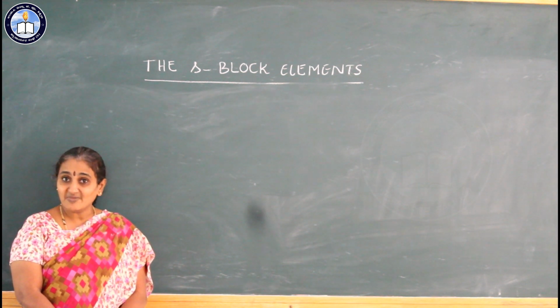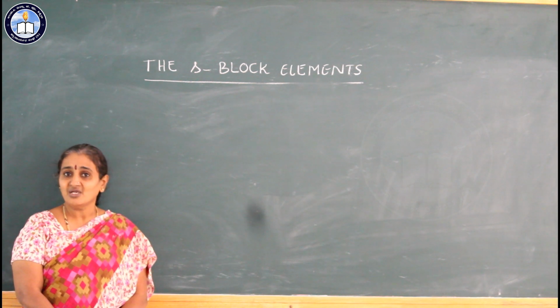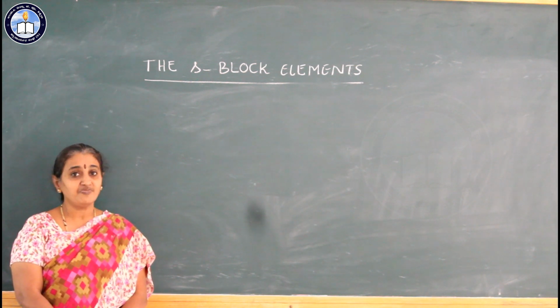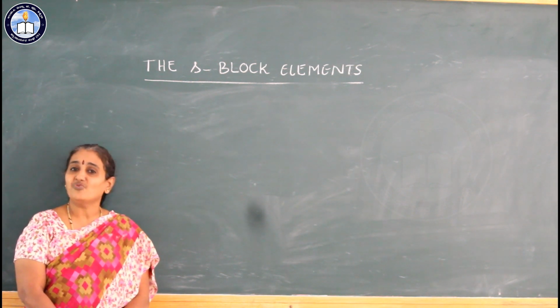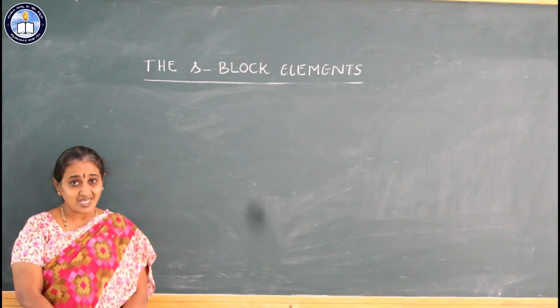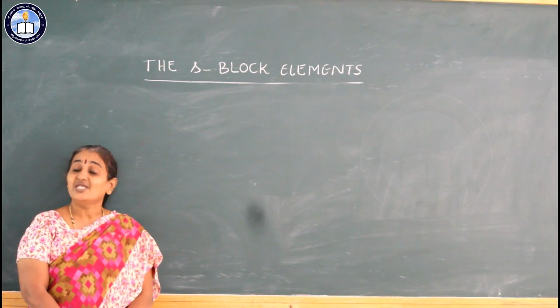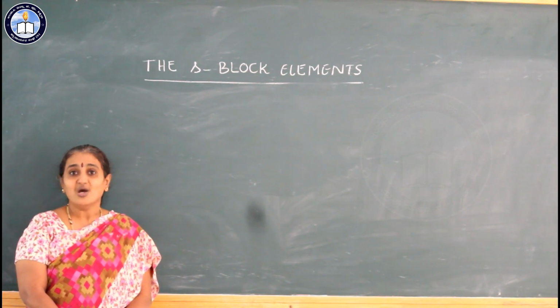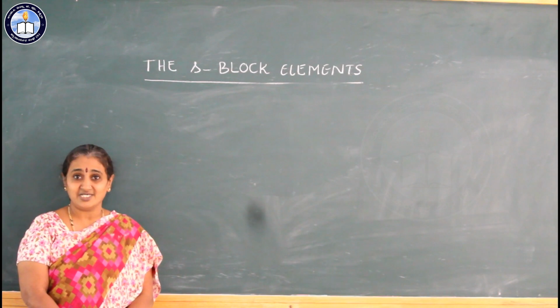S block elements consists of group 1 and group 2 of the periodic table. Group 1 is alkali metals and group 2 is alkaline earth metals. So let us learn group 2 alkaline earth metals in detail.